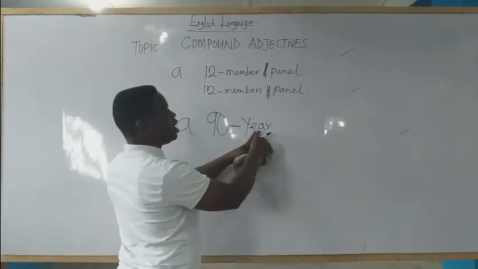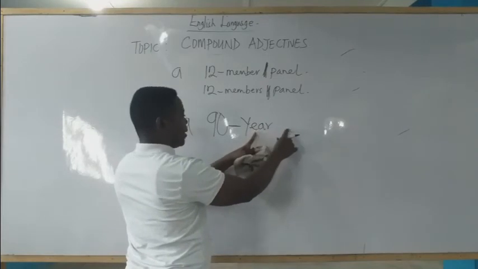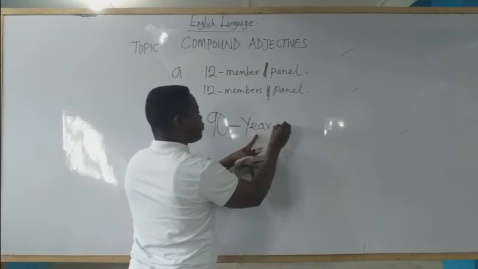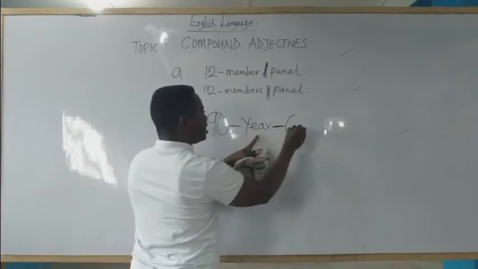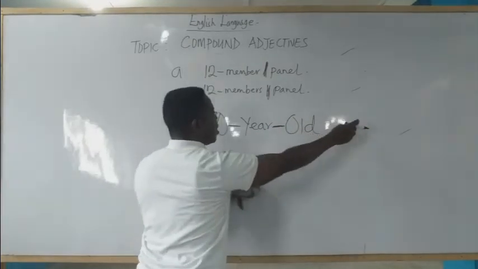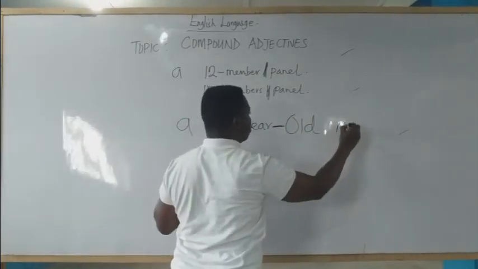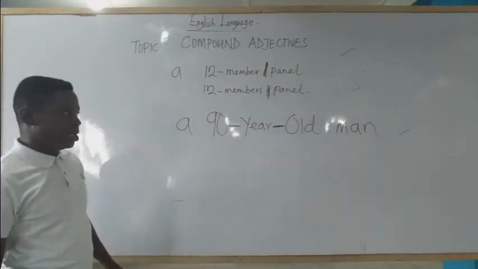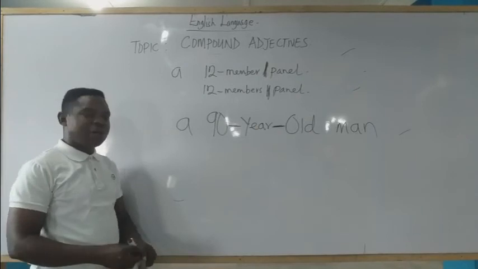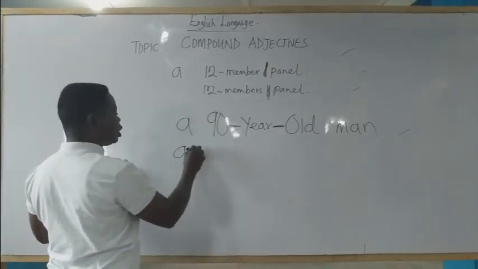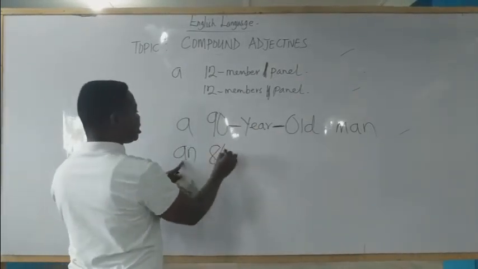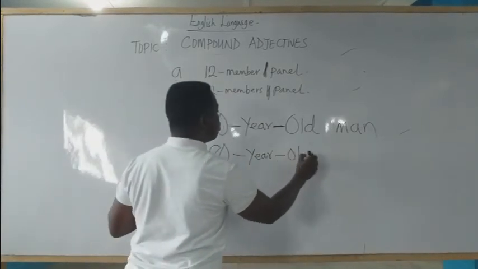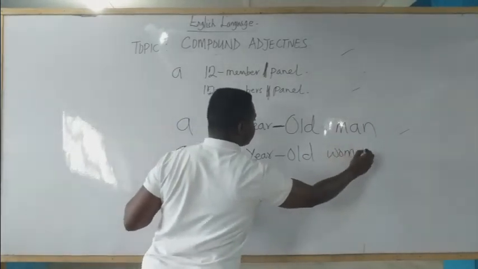I said note. If there is an adjective after this nominal, put a hyphen after the nominal before writing the word adjective. Then our head word, which is the nominal, is always a word in singular form. Now, who is this person? A 90-year-old man. A 90-year-old man. I can call you this. And let's use other articles. An 80-year-old woman. This is correct.